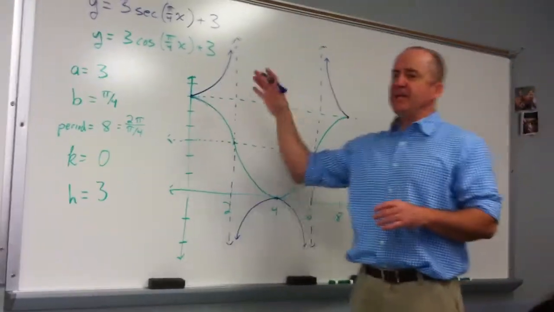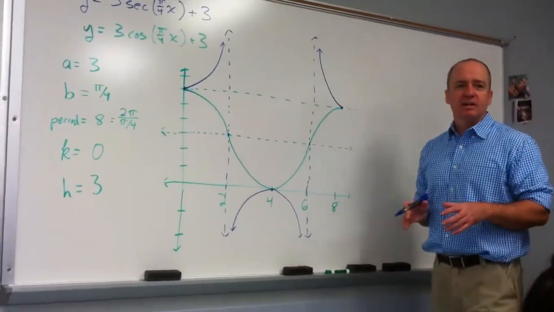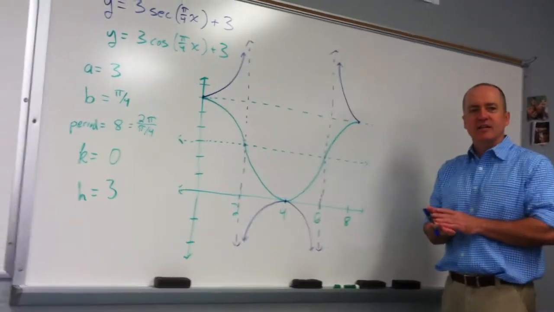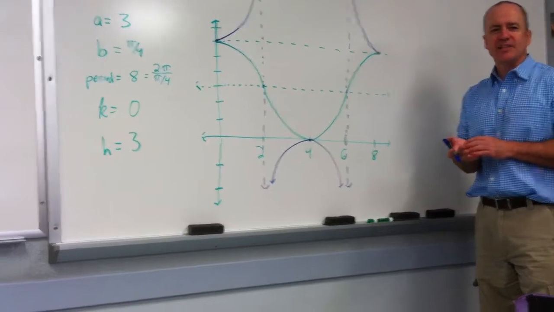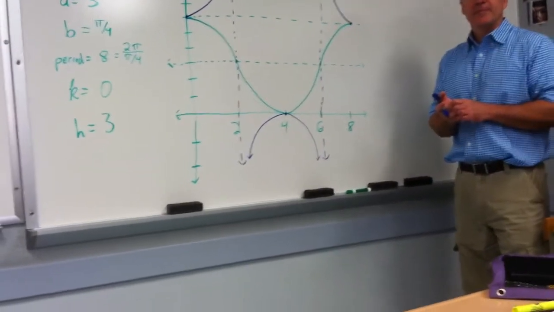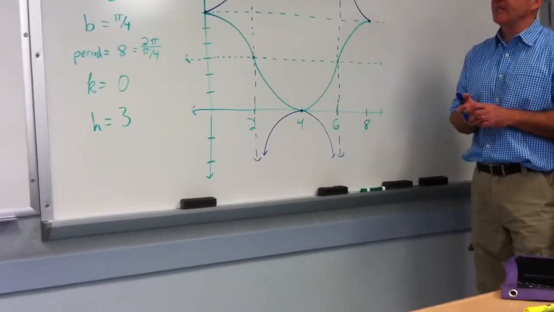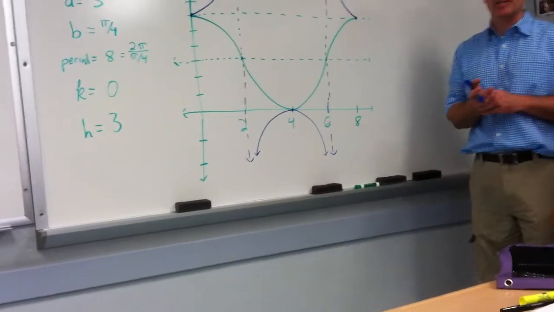If the A, B, K, and H are all the same, Noah, between a cosine and a secant, then the peaks and valleys are where they will meet. Does that make sense? Okay. That's only if the A, B, K, and H are all the same.